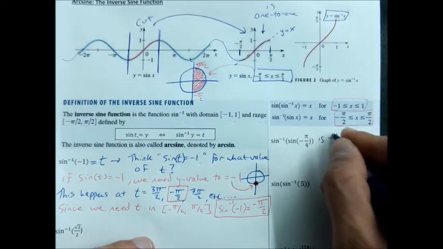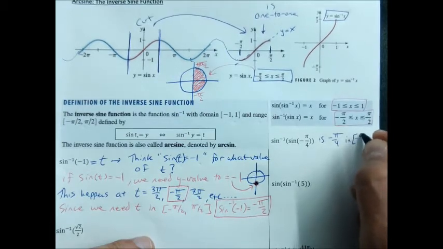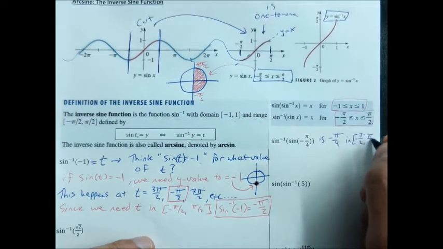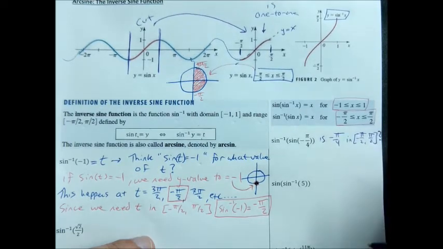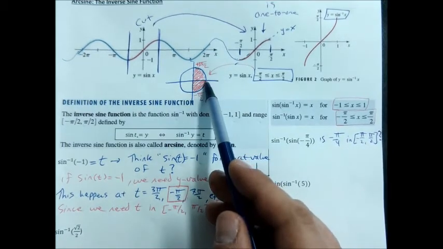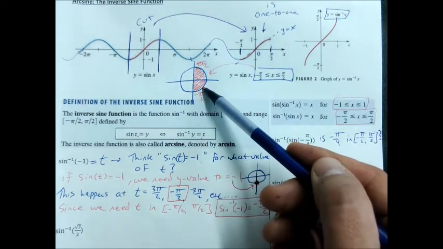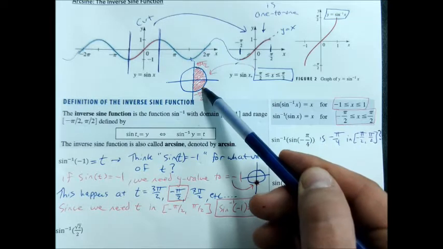So is minus pi over 4 between minus pi over 2 and pi over 2? Yes, it is, right? If we were talking about minus pi over 4 on the unit circle, we'd start at 0 and we'd go down to right here. This is minus pi over 4. And so it is on that interval.